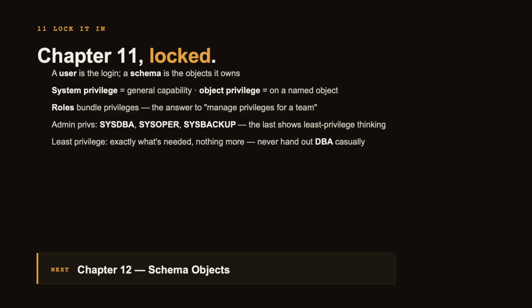Now that we control who gets in and what they can do, the next question is what they actually build. The tables, indexes, and other objects developers create. That's Chapter 12, Schema Objects.